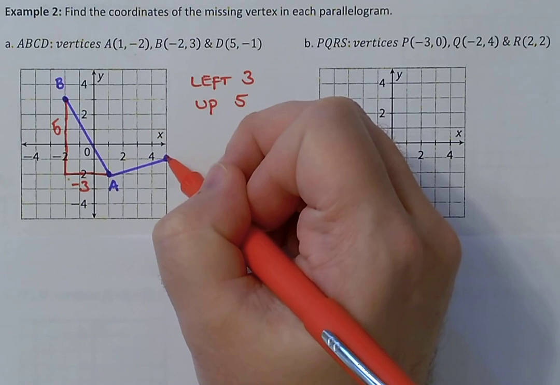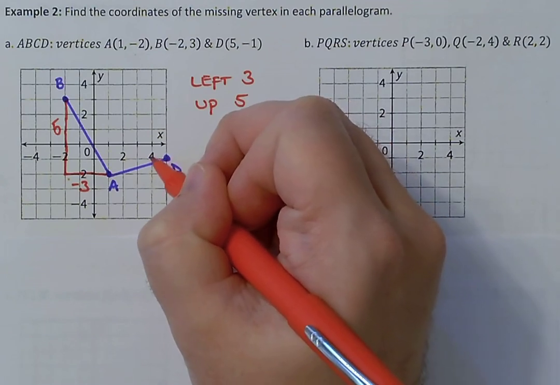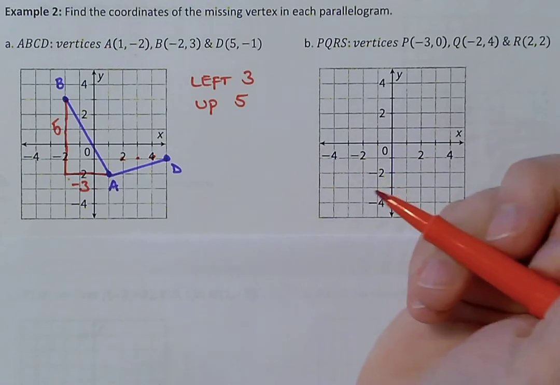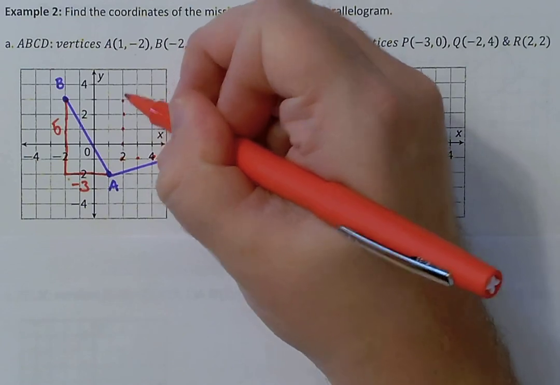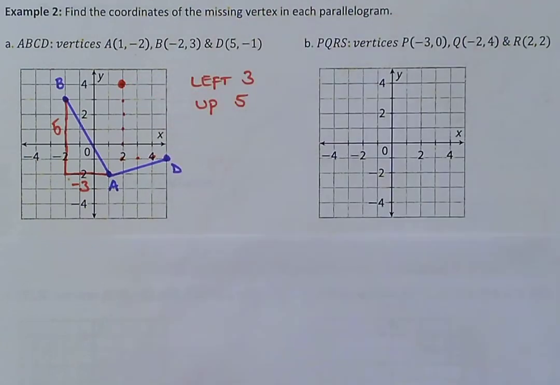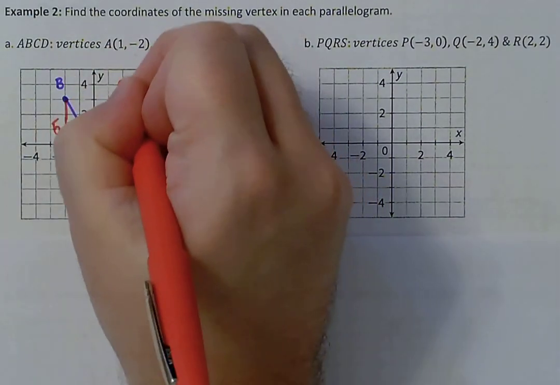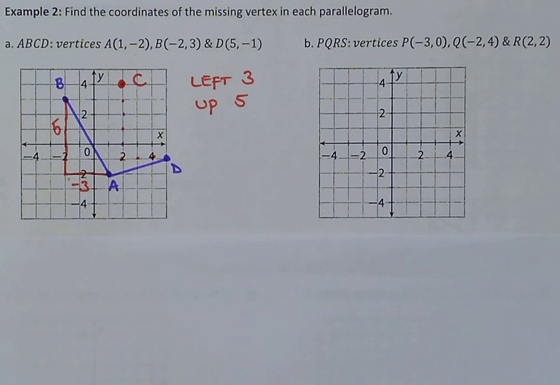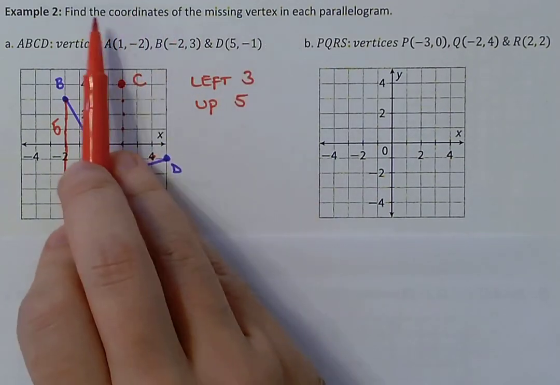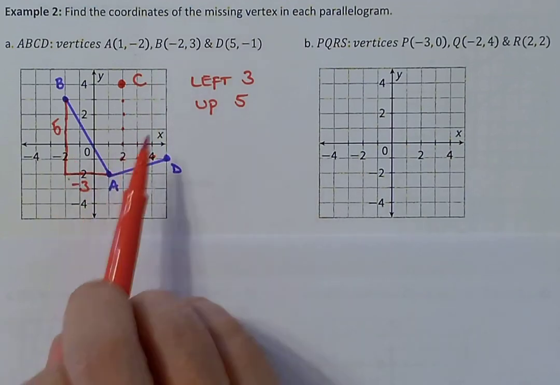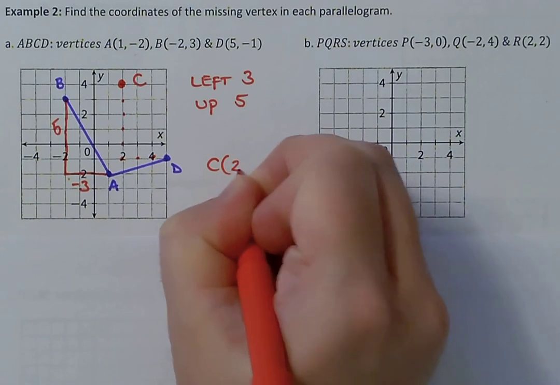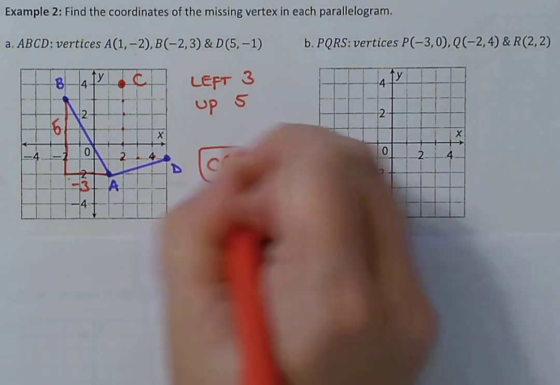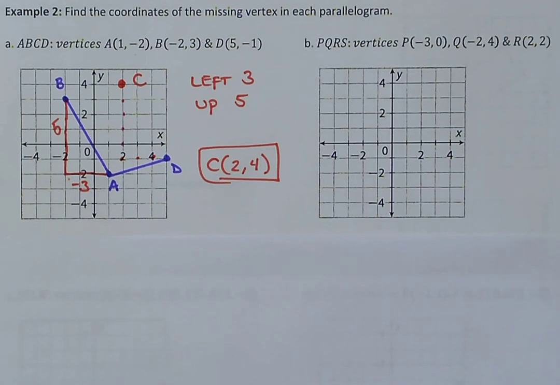So from D, we're going to go to the left 3, so back 1, 2, 3, and then we're going to go up 5. So up 1, 2, 3, 4, 5. And that point right there is going to be our point for C that results in a parallelogram. So if we want to figure out the coordinates of our missing vertex, C is going to be at (2, 4). And that is our answer for example 2, part A.